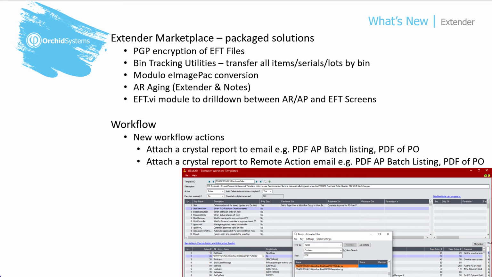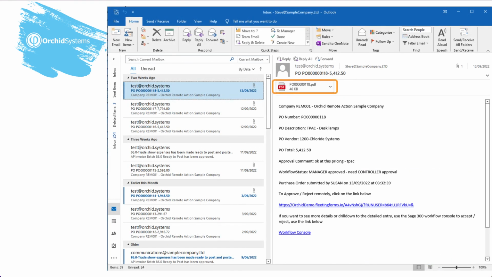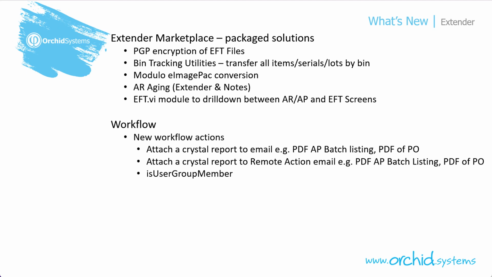You can also attach a Crystal report to any remote action email, again, like the PDF of the AP batch listing or the PDF of a PO. And here is an example showing the PDF of the PO being sent with the remote action email. There's also a new action to determine whether or not a user is a member of a particular user group. And you can use this yes/no answer to guide the next step in your workflow.